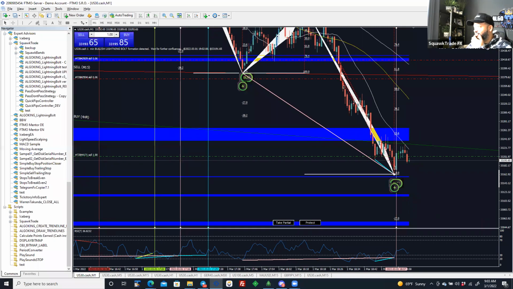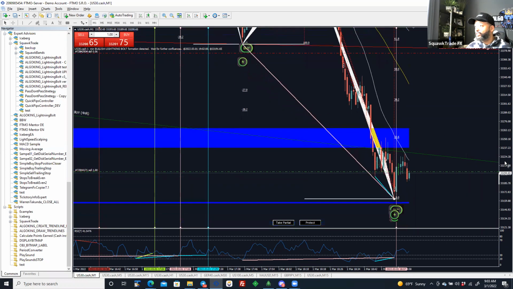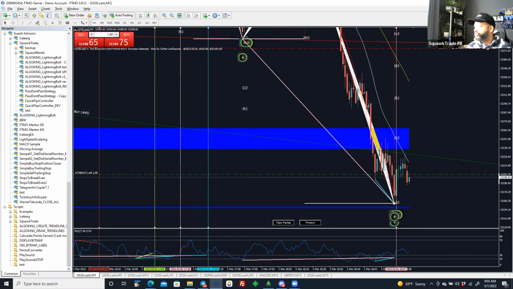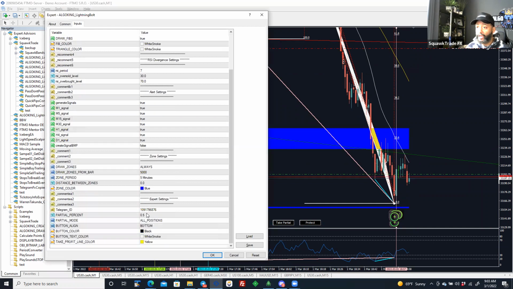So my positions are still running. I'm up a few hundred dollars in runners. Regardless, even if this position goes in the negative, I should still be up, or I'll close all positions at break even. If price can move down a little bit further, I'm going to protect this position. Or at least what I'm going to do is go into my positions, my settings, and say this partial mode, I'm going to change most recent order.